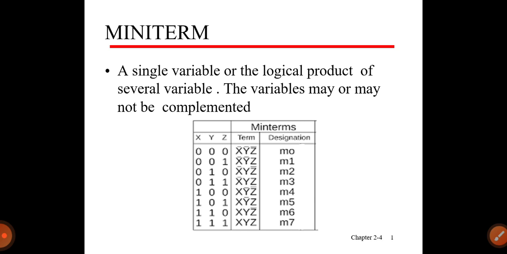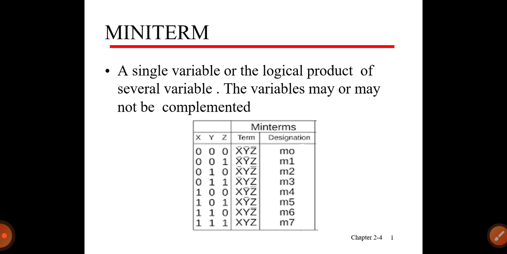We have seen many Boolean expressions in the previous session. A Boolean expression is a combination of terms and the logical operations AND, OR and NOT. A term is a variable or a product, the logical AND, of several different variables. Here x is a variable, y is a variable and z is a variable. They appear either in normal form or in complement form. x bar is a complement form, x is a normal form.